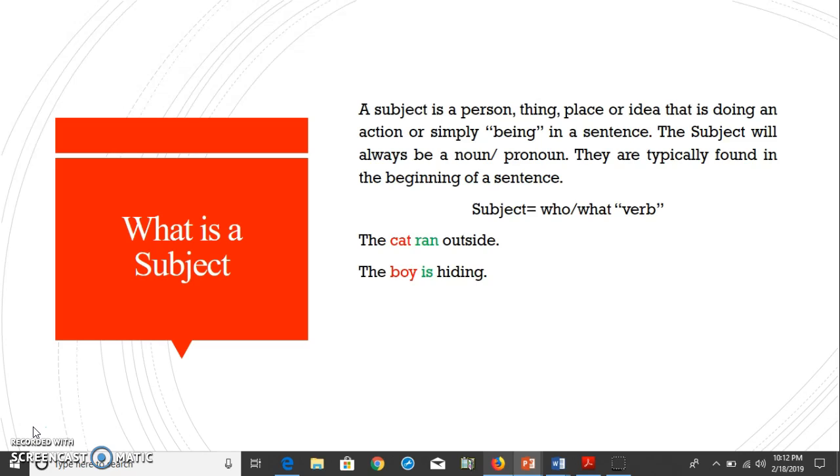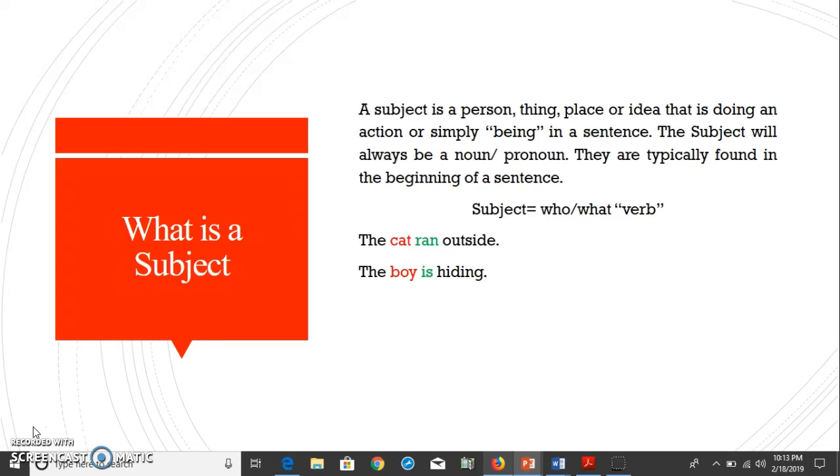Now let's go into what a subject is. A subject is a person, thing, place, or idea that is doing an action or simply being in a sentence. The subject will always be a noun or pronoun, and they are typically found in the beginning of a sentence. A simple equation on finding out what the subject is: subject equals who or what, and in quotations put verb.